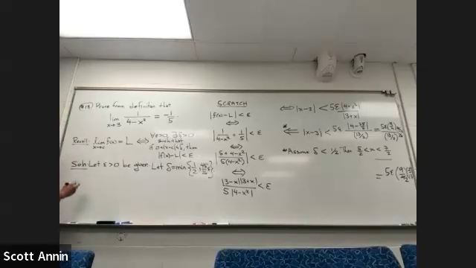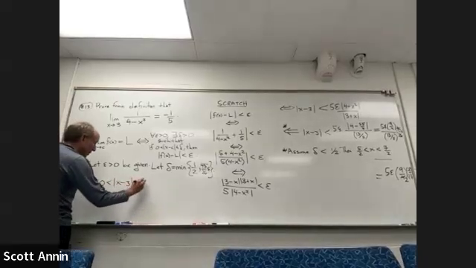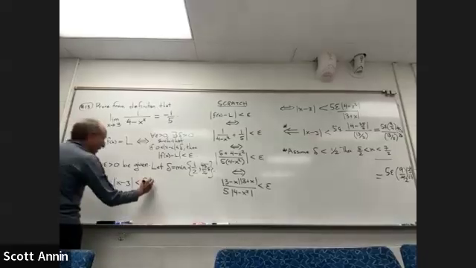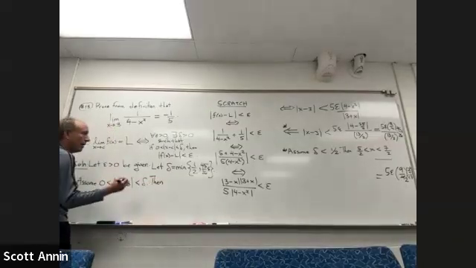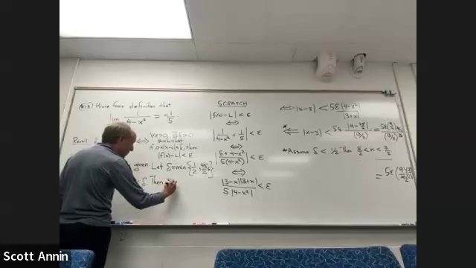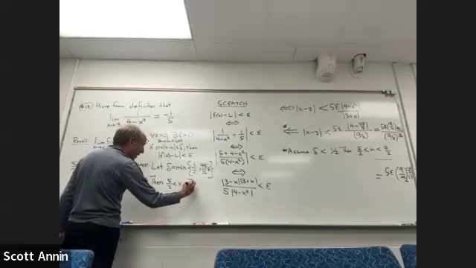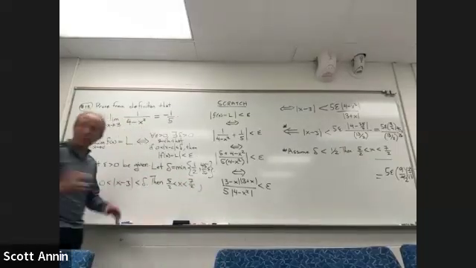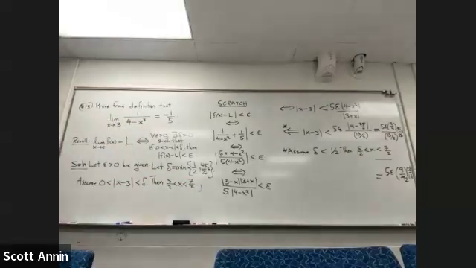All right, and now I'm gonna just check that it works, so I have to assume that 0 is less than absolute x minus 3 is less than delta. Okay, so then we can say, first of all, that 5 halves is less than x is less than 7 halves. That gets the preliminary range of x values for us.